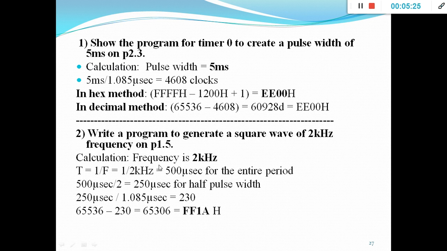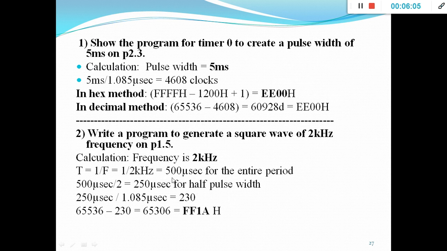Frequency is given, 2 kilohertz. Then you do T equal to 1 by F, 1 by frequency, that is the timer frequency. So 1 by 2 kilohertz you are going to get 500 microseconds. Whatever value you get when you do 1 by frequency, that is going to give the entire time period. It's not for half of the pulse width. So don't use this entire time period to calculate the count. Always you have to use the pulse width of that particular waveform to calculate the initial count.